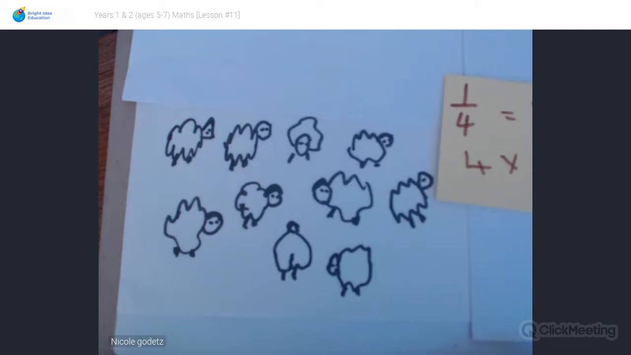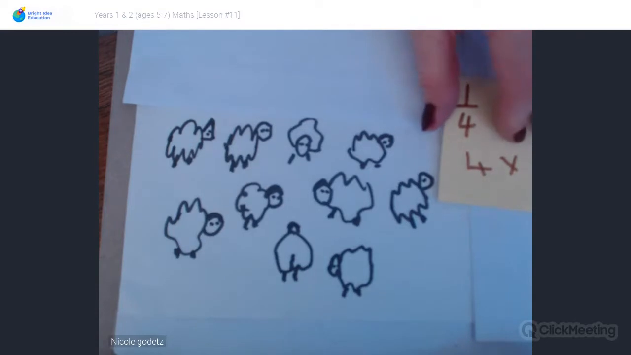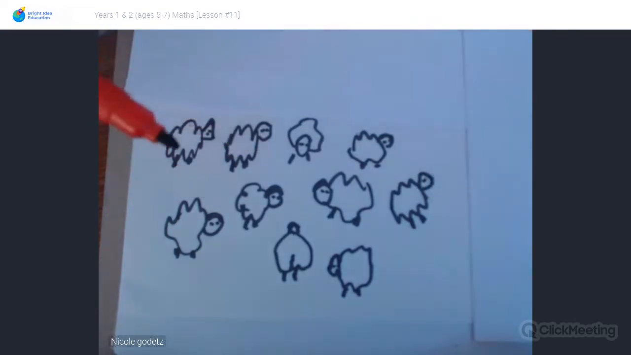What are 4 8s? Well, we know 2 8s are 16 because that's double 8. So if we double 16 now, 16 and 16. What's that? I haven't got any answers coming in yet, so I wonder whether people are finding that a bit tricky.